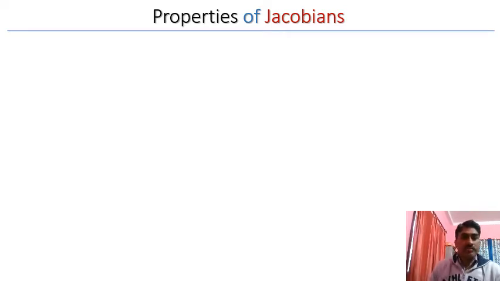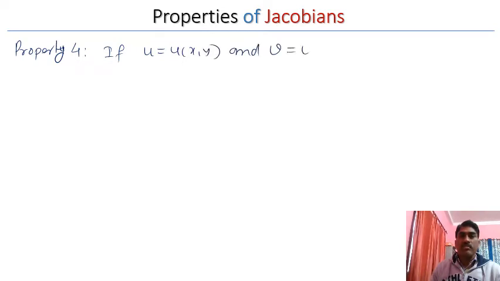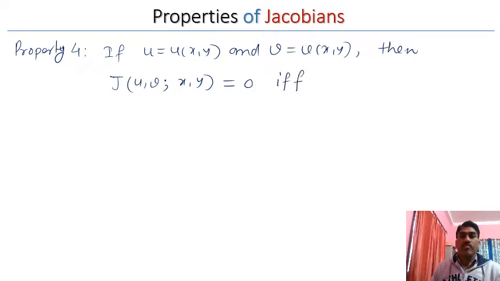that if u is a function of x and y and v is a function of x and y, then the Jacobian of uv with respect to xy is equal to 0 if and only if u and v are functionally dependent.